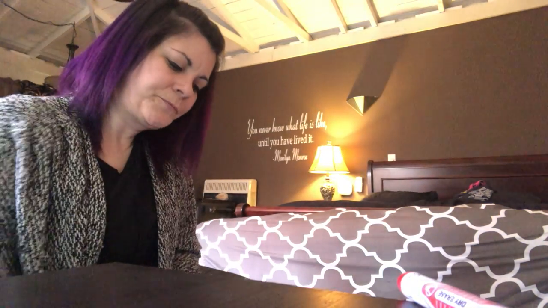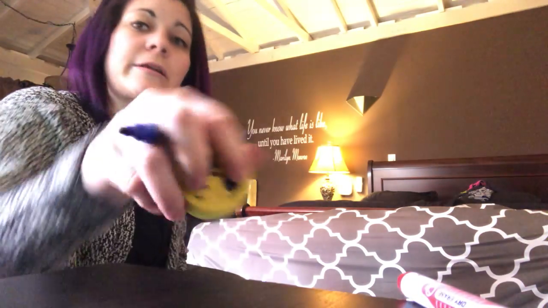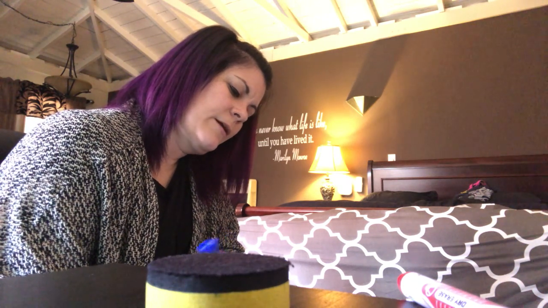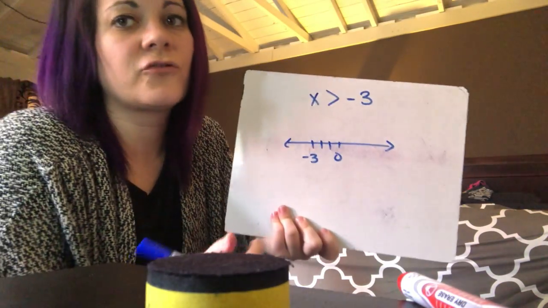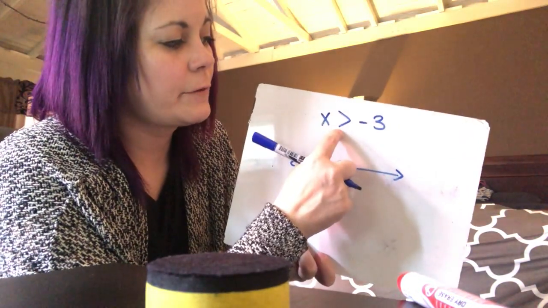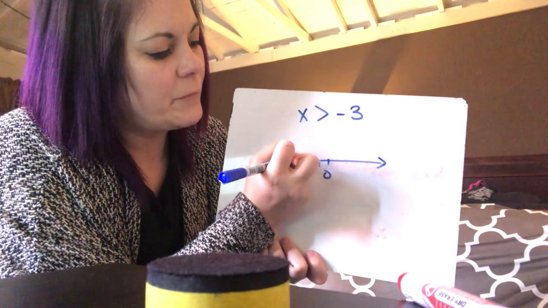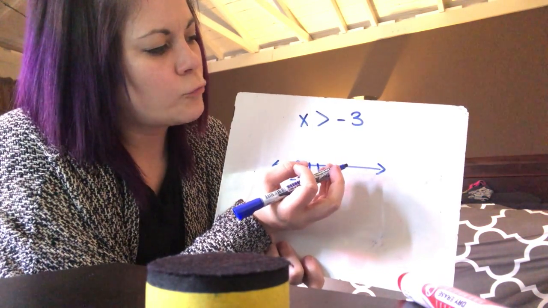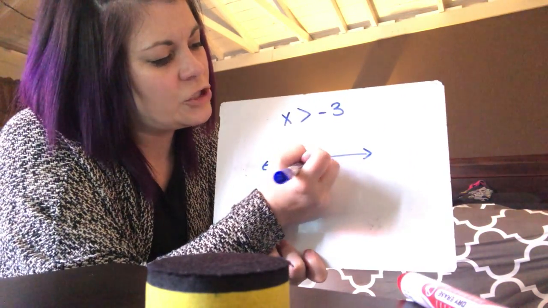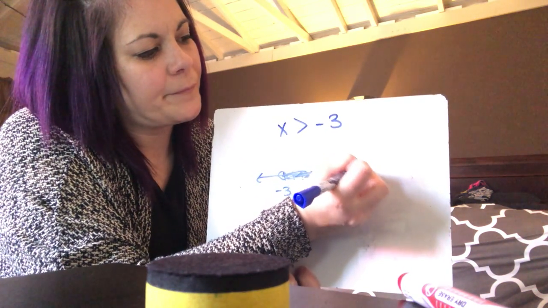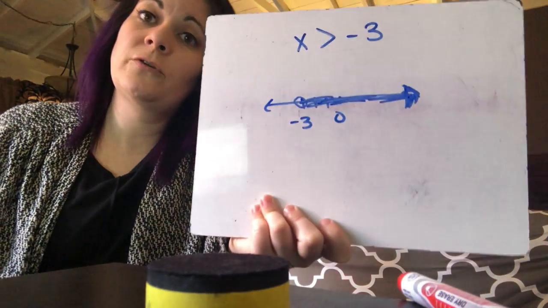Let's do negative numbers. Don't be afraid of those negative numbers. It's the same thing. X is greater than negative 3. So we're going to plot negative 3. So that's negative 3 right there. And x is greater than negative 3. It does not include negative 3 because it doesn't have an or equal to line. So I'm going to do an open circle. And greater than negative 3 means we're going up the number line to the right, so I'm going to shade to the right. And this is how you graph inequalities.